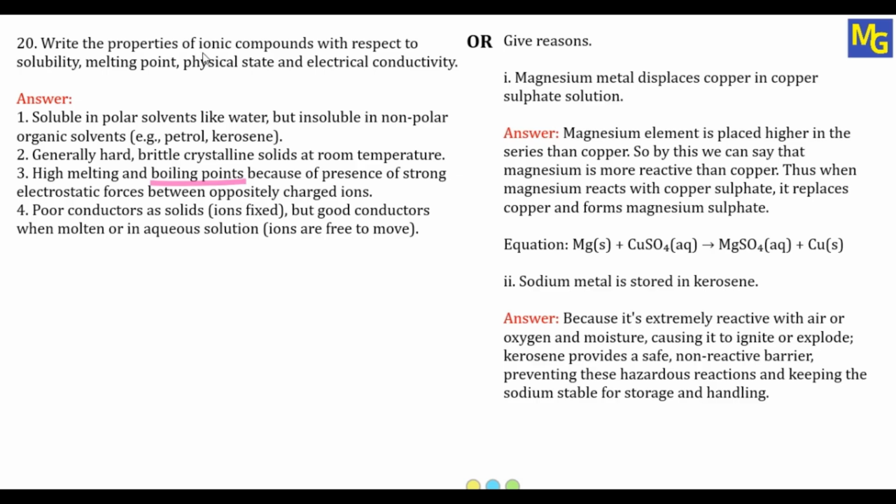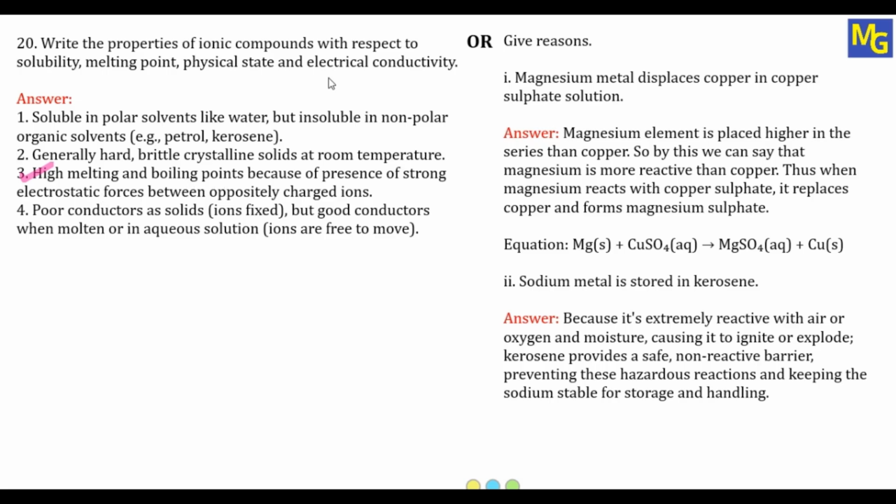So as I told, ionic compounds have ions, positive and negative. And we know positive and negative ions attract each other by a strong force, and the force is called an electrostatic force, and because of this force the ions are strongly connected with each other. If this is a positive ion and this is a negative ion, both are strongly connected, and to break the attraction between both we require a large amount of temperature, and therefore we can say that ionic compounds have high melting point and boiling point.